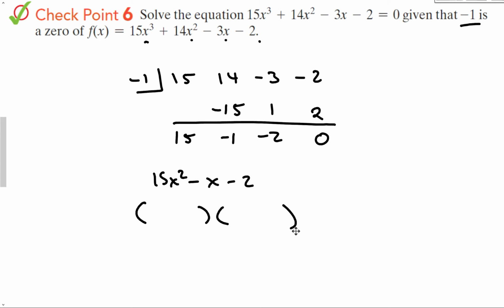Now, I can factor this. Factors of 15, 5 and 3. Factors of 2. How to get them to subtract to -1. We're going to get 5x, 3x there. And we want the 5 multiplied with the 1, the 3 and the 2 to give me a -6 and a +5.